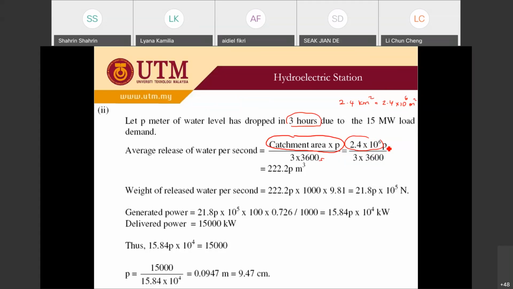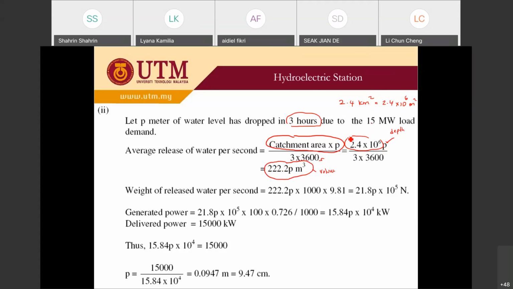Multiply with the depth, which is represented by P. So P is actually the depth of the water, which is the level. So you will get the answer of around 222 P meters cubic. So this is the volume. This is the volume used to supply 15 megawatt power.